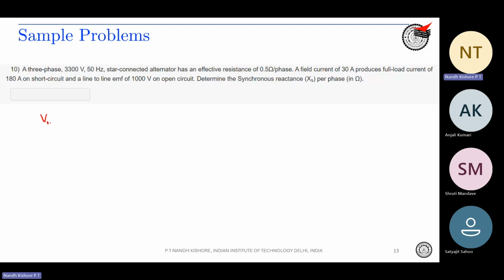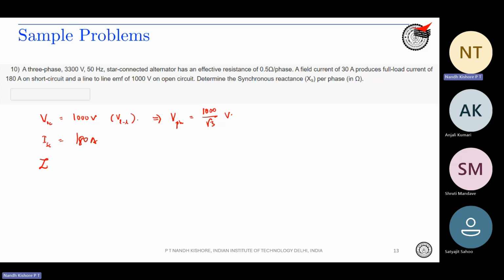They have given you what is VOC. That is VOC is 1000 volts and it is line to line voltage. So what is the phase voltage? Phase voltage is going to be directly 1000 over √3 volts. And they have given that your short circuit current, which is ISC, is going to be 180 amperes.